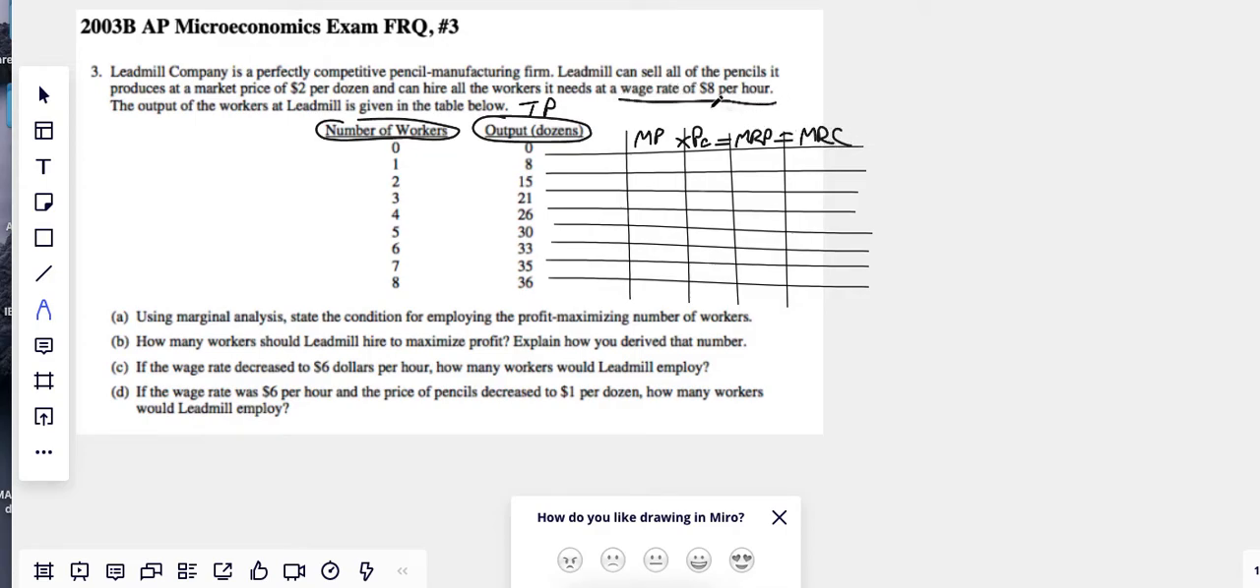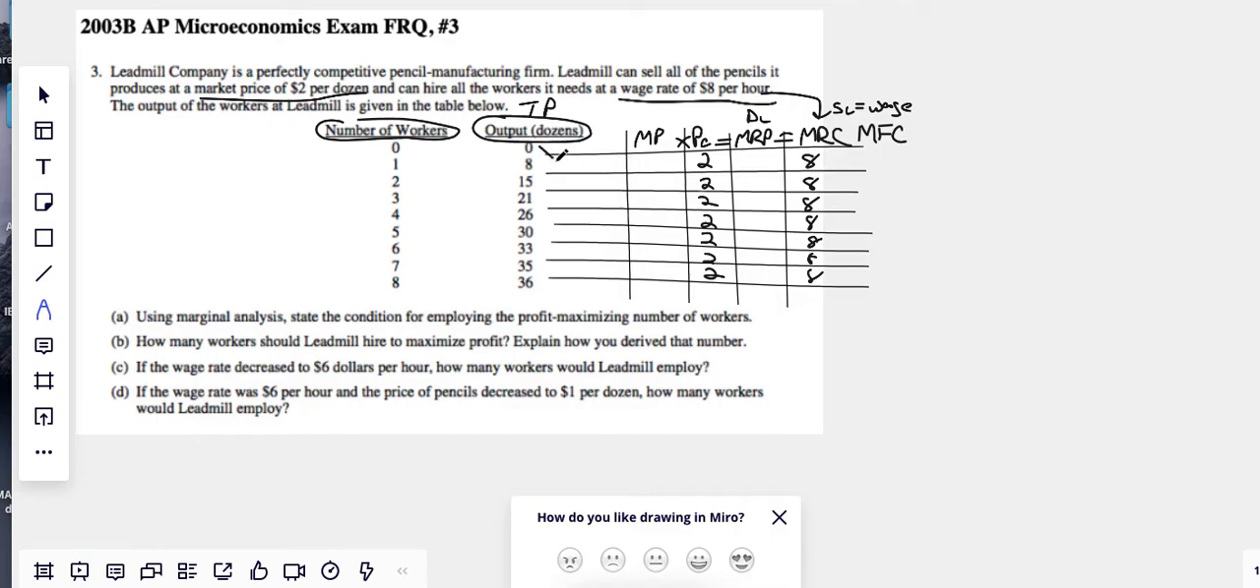We can see that the wage rate or the marginal revenue cost is $8 an hour. The market price of pencils is $2. So $2 all the way down. Looks like $8 all the way down here for the wage. Understand that your marginal revenue cost could also be called your marginal factor cost. It is your supply of labor. It is the wage. Your marginal revenue product is your demand for labor.